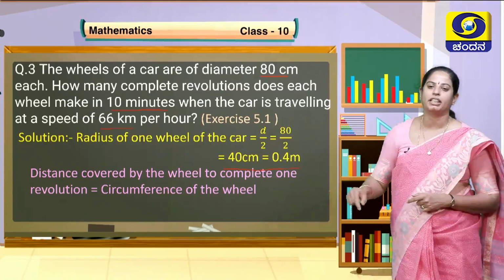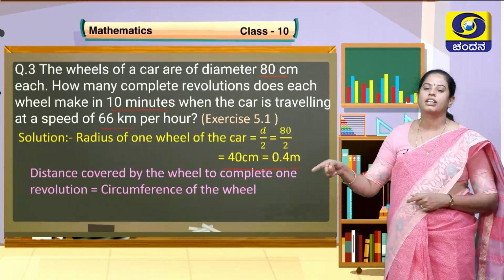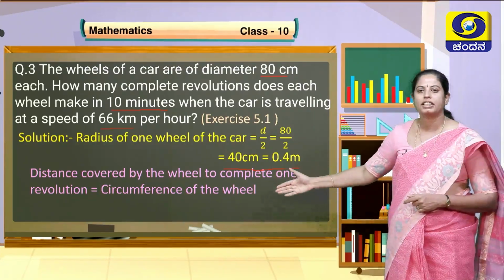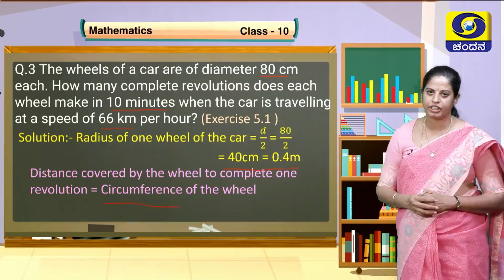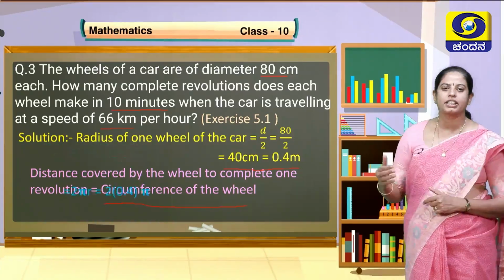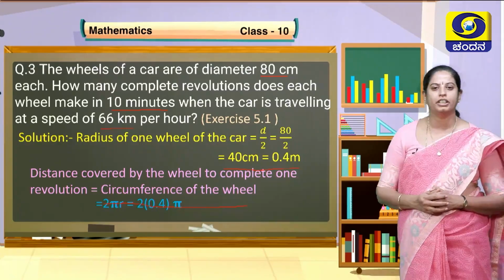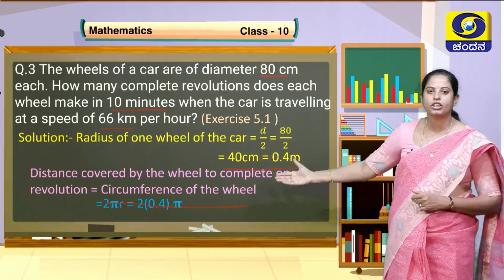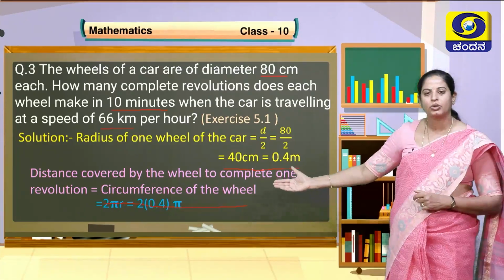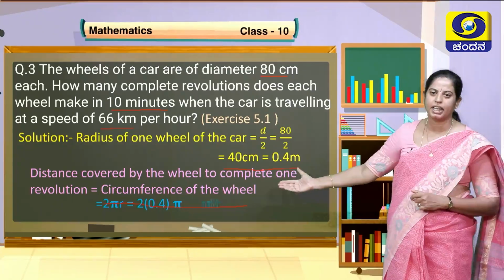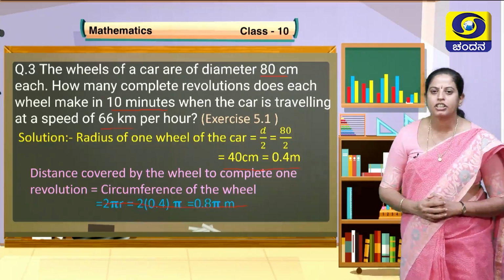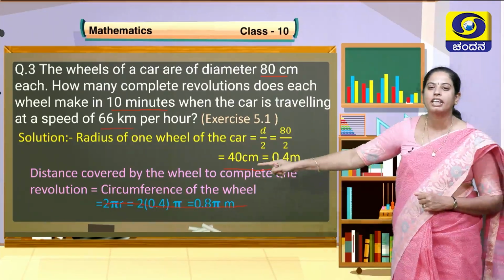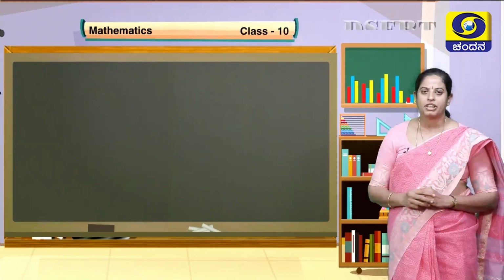In the same way, to find the distance covered by the wheel to complete one revolution, it is nothing but the circumference of the wheel. So, next, circumference of the wheel is given by 2 pi r, that is 2 into, here radius is 0.4 meter, hence 2 into 0.4 into pi, I am keeping pi as it is, gives 0.8 pi meter, that is the circumference of each wheel of the car. Keep this in your mind.